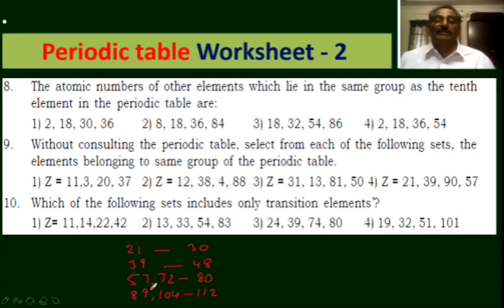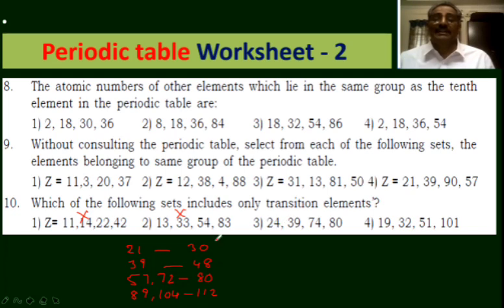These are the atomic numbers of the transition elements. Next, see which of the following sets includes only transition elements. 11 is not in this list, so this is not the right option. 13 is not in this list, so this is also not the right option.